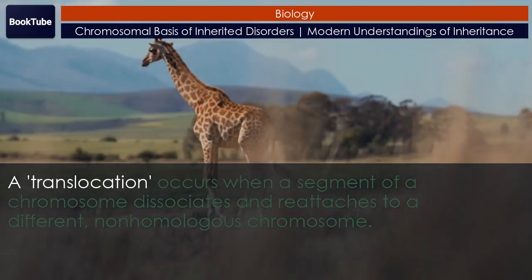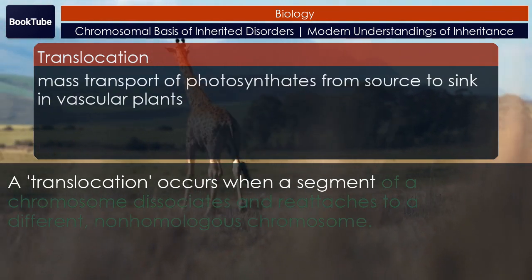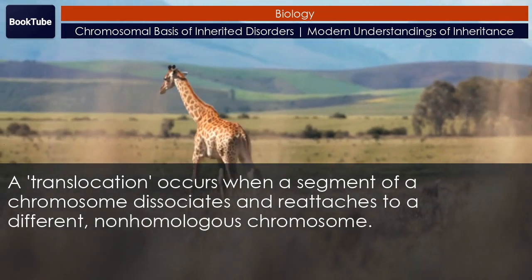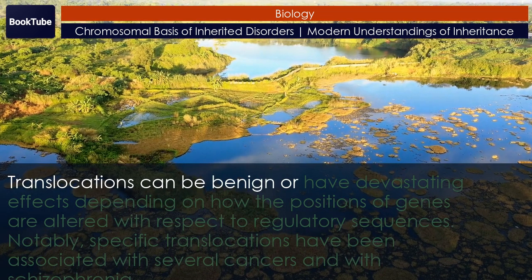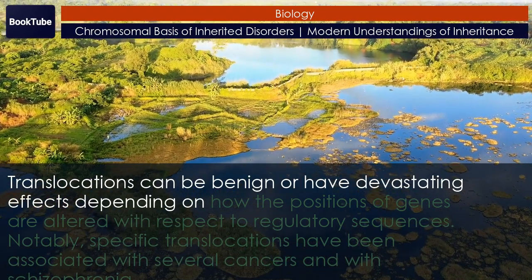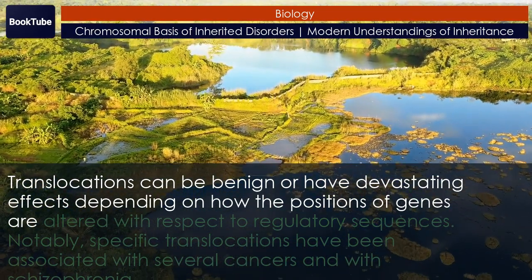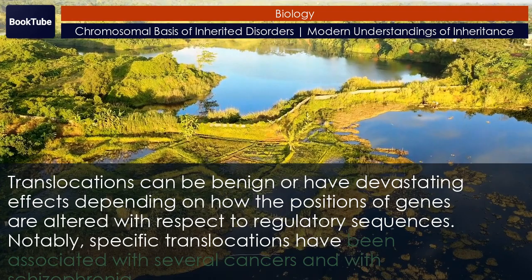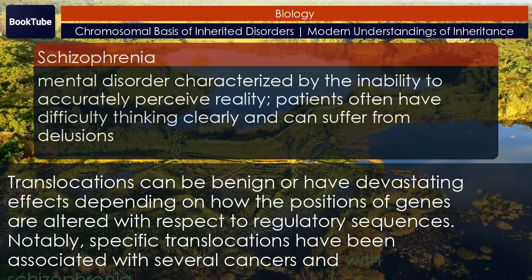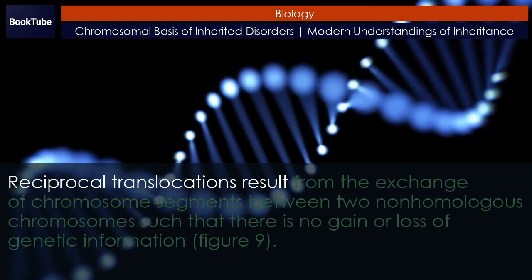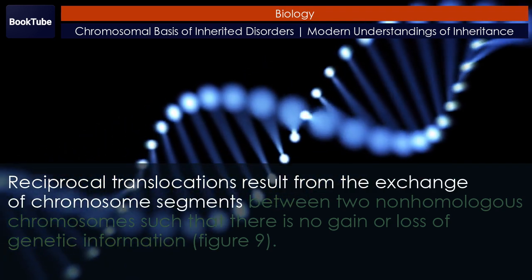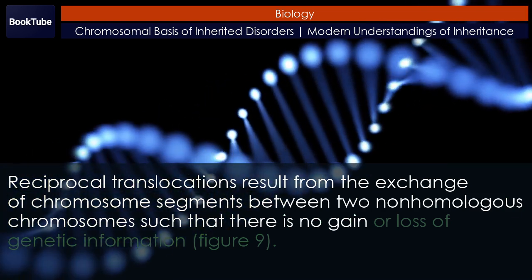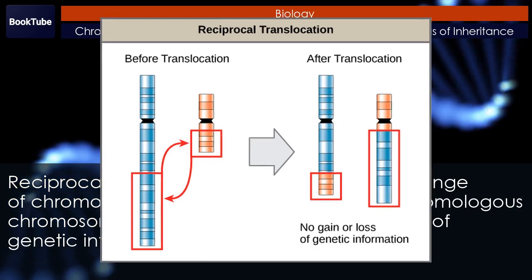Translocations. A translocation occurs when a segment of a chromosome dissociates and reattaches to a different, non-homologous chromosome. Translocations can be benign or have devastating effects depending on how the positions of genes are altered with respect to regulatory sequences. Notably, specific translocations have been associated with several cancers and with schizophrenia. Reciprocal translocations result from the exchange of chromosome segments between two non-homologous chromosomes such that there is no gain or loss of genetic information. Figure 9.